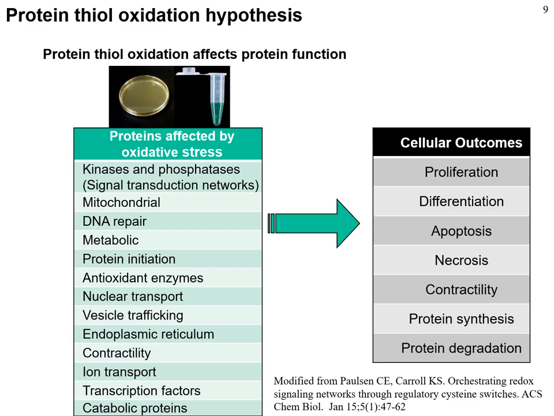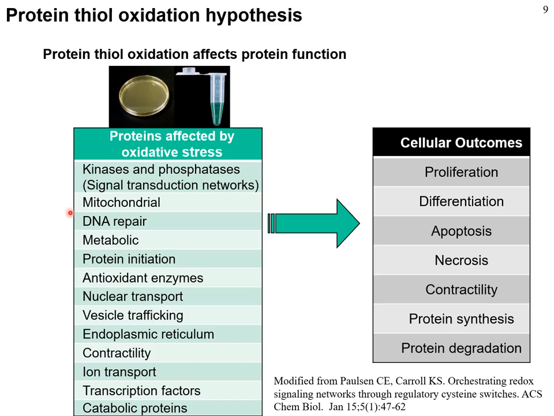So the next question we can ask is, what proteins can be affected by thiol oxidation? It turns out there are a range of different types of proteins in many different pathways which can be oxidized. So the thiol groups can be oxidized and their function can be affected. And that's what this diagram shows here. So using cell culture experiments and looking for proteins that are affected by oxidative stress, it's been discovered that kinases and phosphatases in signal transduction networks are affected by thiol oxidation.